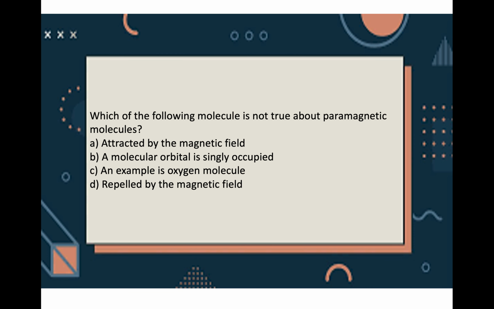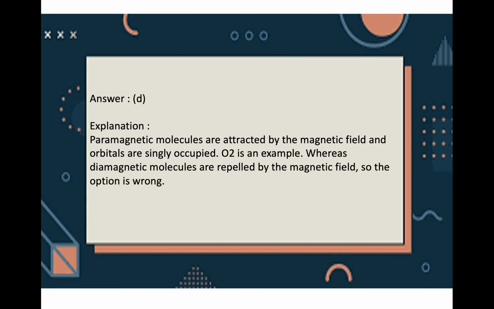So, which of the following statements is not true about paramagnetic molecules? A, it is attracted by magnetic field. B, molecular orbital is singly occupied. C, an example is oxygen molecule. D, it is repelled by the magnetic field. The option is D, it is repelled by the magnetic field, because paramagnetic molecules are attracted by the magnetic field and orbitals are singly occupied. Oxygen is an example in this case, whereas diamagnetic substances are repelled by the magnetic field. So, the option is wrong.